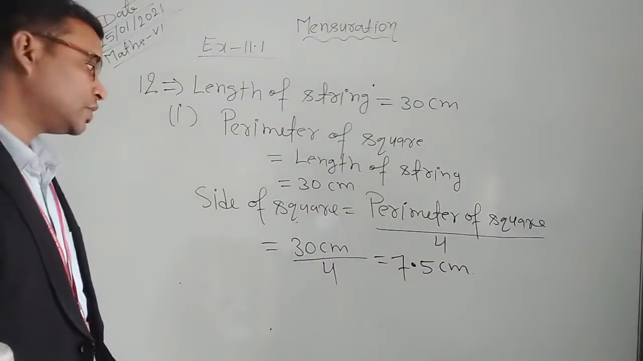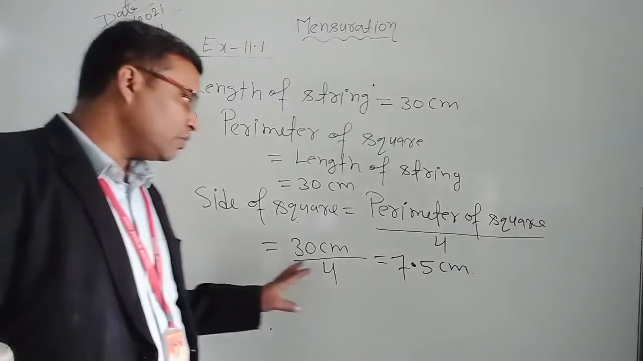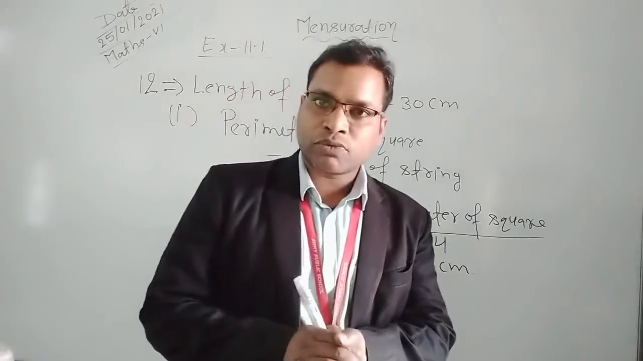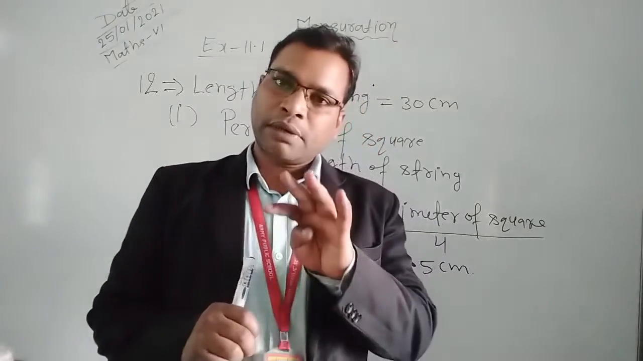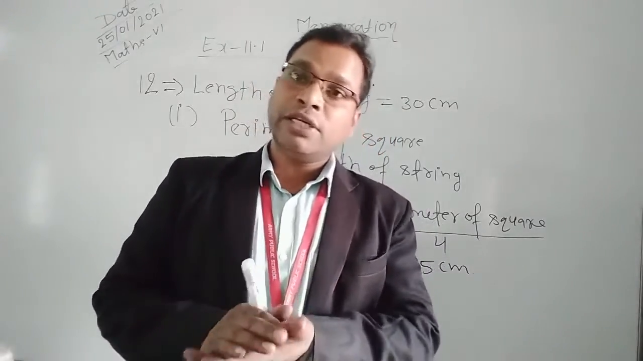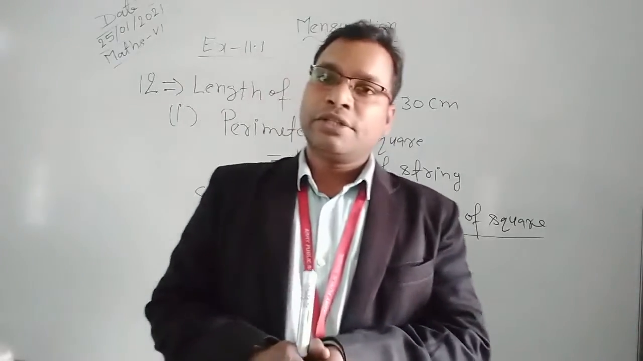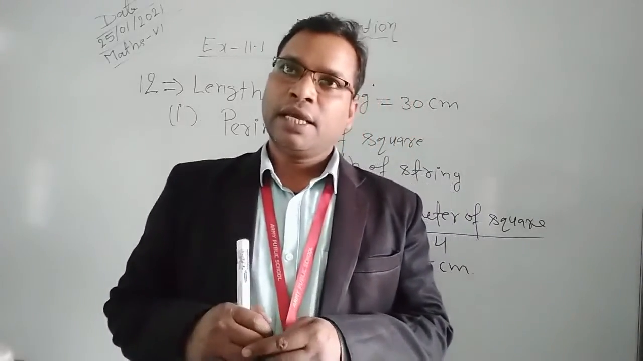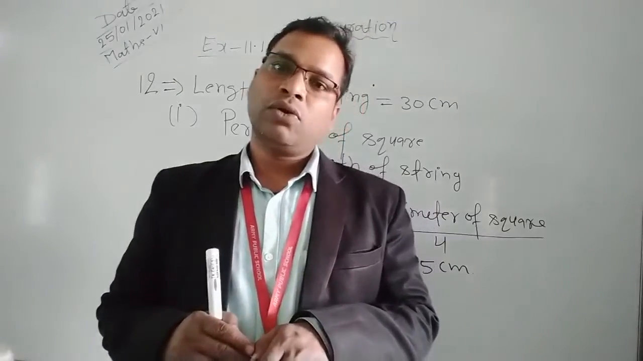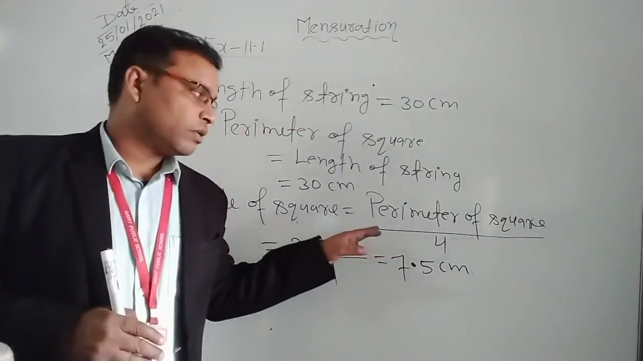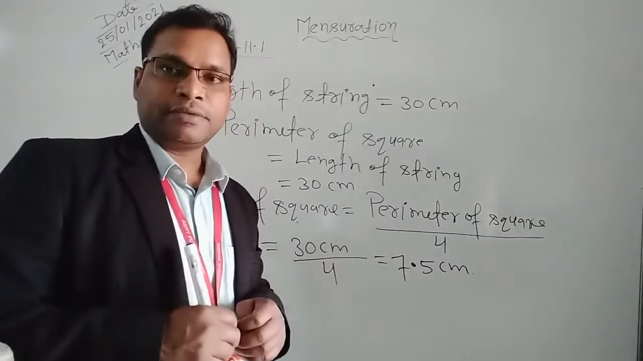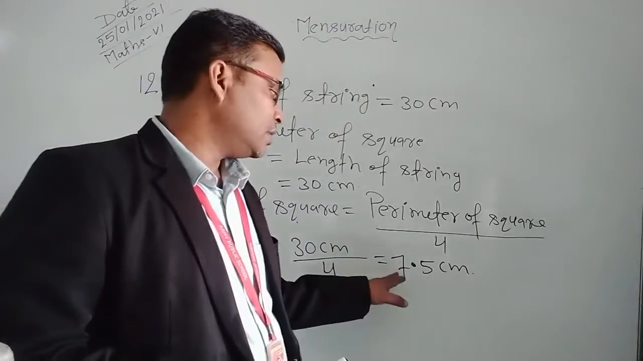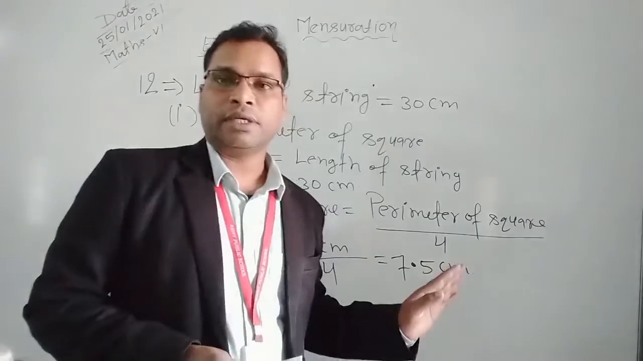This is clear? 7.5 centimeters. Why divide the perimeter of square by 4? Because the sum of all sides is the perimeter of square, and if the square has 4 sides, the sum of 4 sides is perimeter, and each side is equal in square. So if you divide it by 4, then you get the length of side of square. Okay, so we divide the perimeter by 4 because perimeter is the sum of all sides. So you divide it by 4, and then we get the length of side of the square is 7.5 centimeters. This is clear.